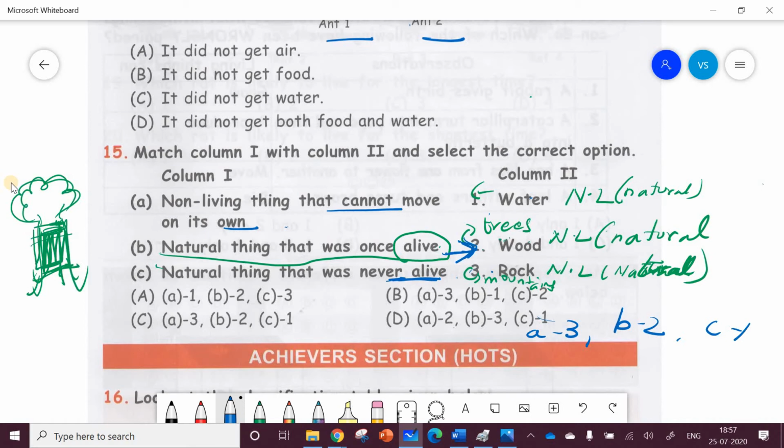One very important thing that you have learned from here, Avnish, is that wood, water and rock are all non-living things, and they are all natural things. Now wood was initially a living thing, because wood comes from a tree. So initially wood was a natural living thing, but once it becomes wood, it becomes a natural non-living thing. Students, this was one of the tricky questions, so don't worry. Not all the questions are like that.